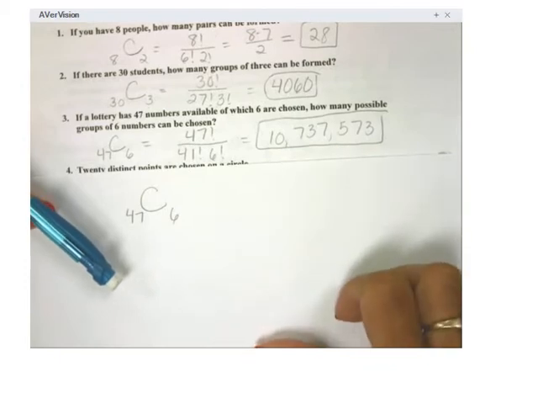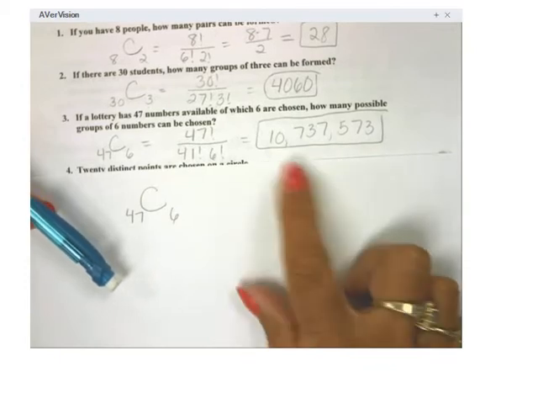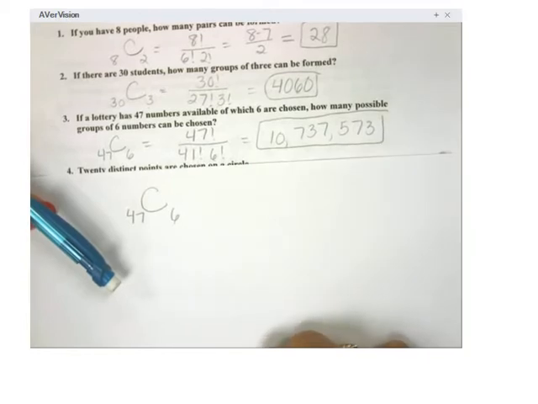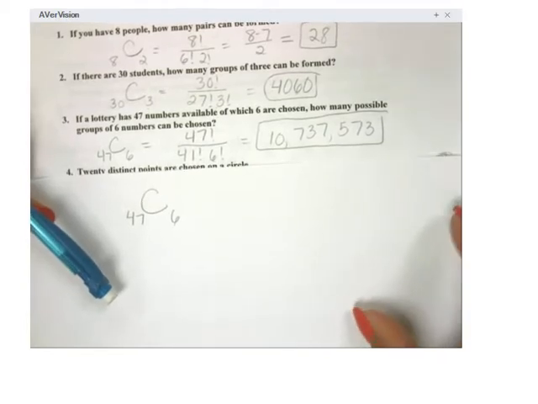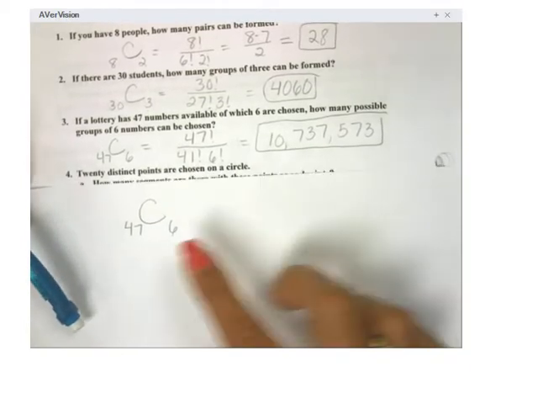There would be my factorial simplification, and it's nearly 11 million possibilities. So if you buy one ticket, you have 1 out of about 11 million chance of winning.